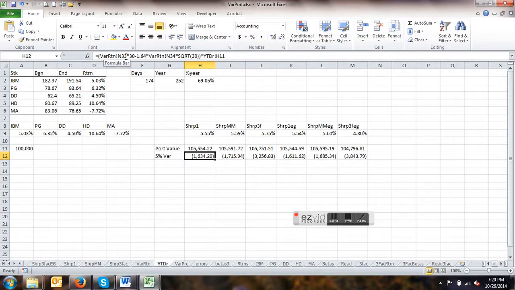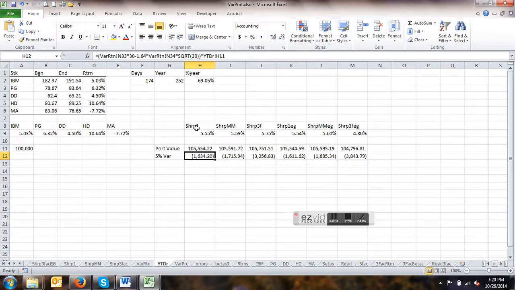We're going to take the daily return and multiply it by 30, and that gives us 30 days, minus 1.64, which is a critical value for 5%, times the variance, times the square root of 30, because we've got to move a daily variance into a 30-day variance, and then we multiply it by our current value of our portfolio, and this becomes the VaR as we move forward. So over the next 30 days, there's a 5% probability of losing at least $1,634.